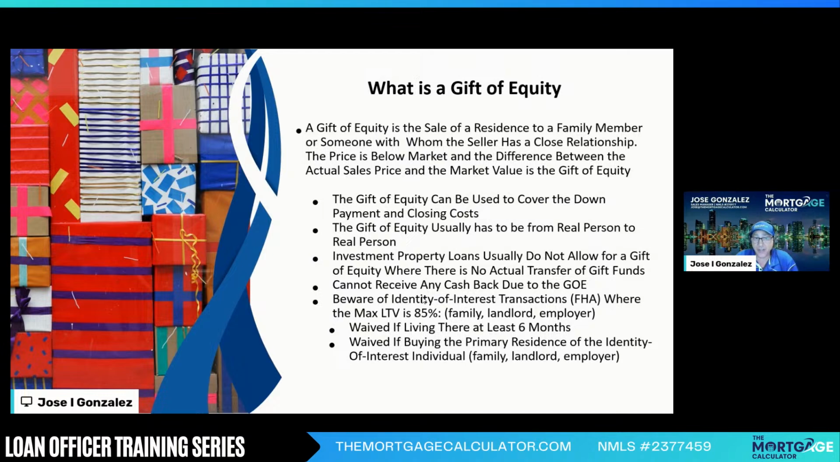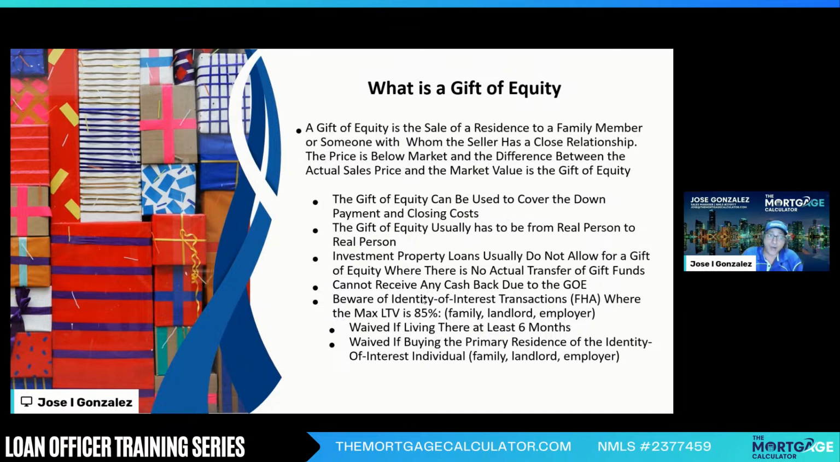An identity of interest transaction is any transaction where the seller is a family member, your landlord, or your employer, to name the three most common identity of interest transactions. In an FHA loan, an identity of interest transaction could result in a maximum 85% LTV.